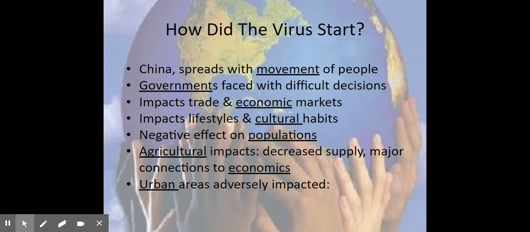And then just think about the cultural and agricultural impacts too. A lot of major farm communities had to really reassess how they were harvesting crops and selling crops. And also think about beef production. In many cases in the Midwest, beef prices skyrocketed because of these meatpacking plants that had to be shut down because of the spread of COVID.